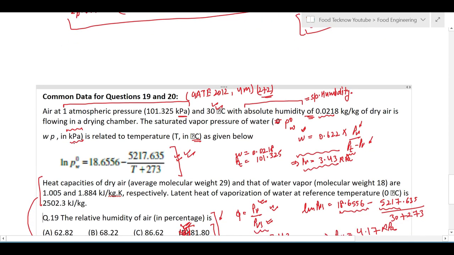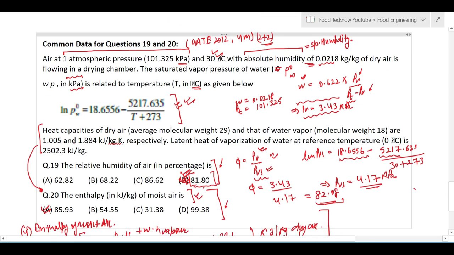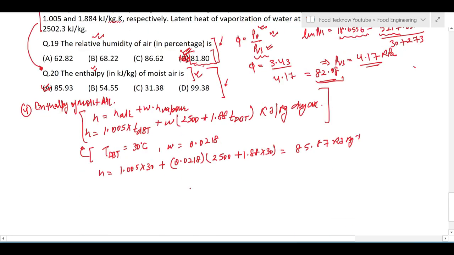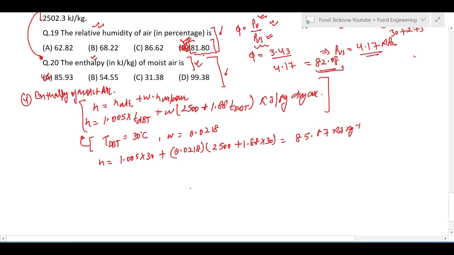And after that we solved this numerical which came in GATE 2012, that is around 10 years back. So this question came in 2012 for 4 marks. The first question was asking about the relative humidity and the second was asking about the enthalpy of the moist air. So we understood these things here, and along with that we also looked at the fourth formula that is for the enthalpy of the moist air.